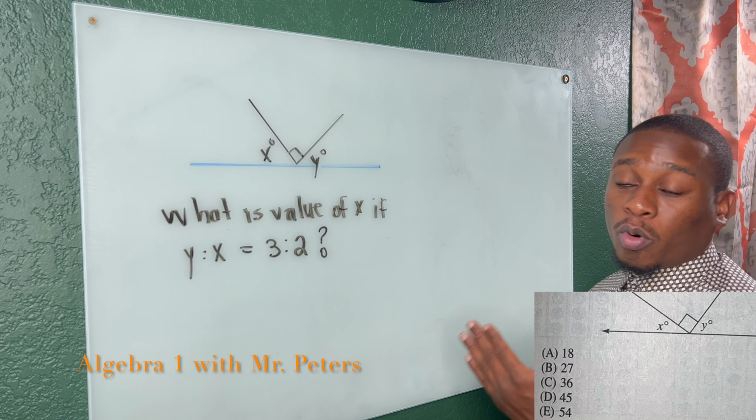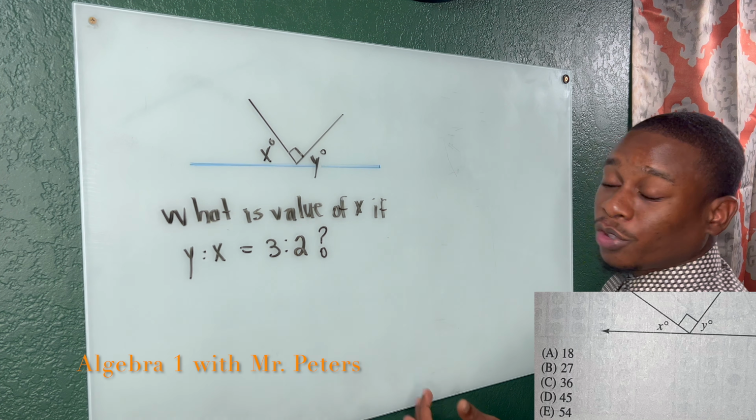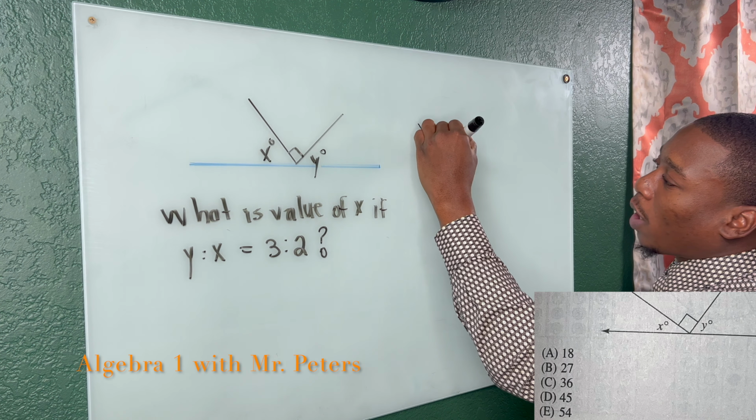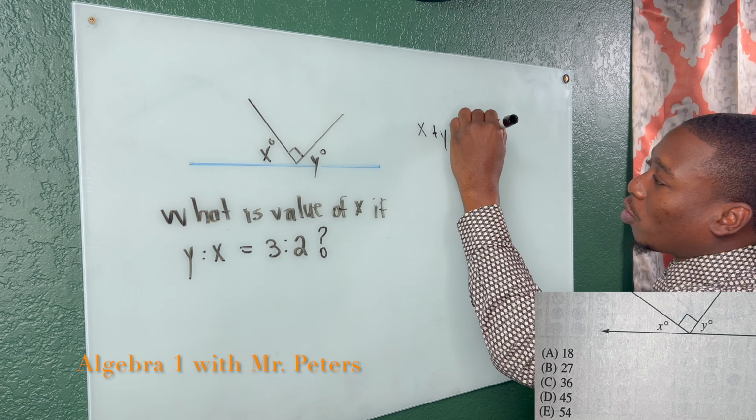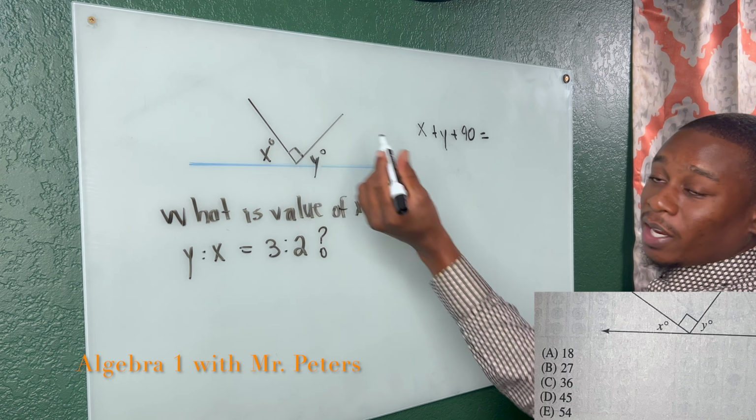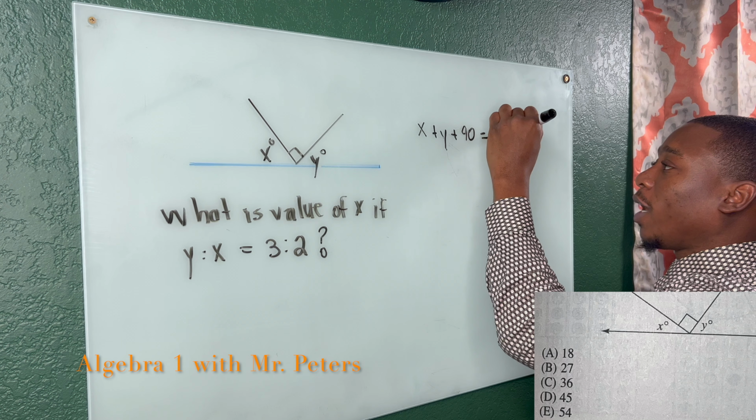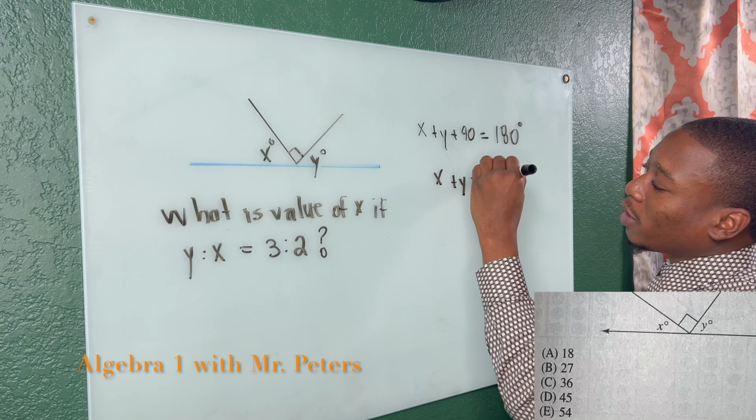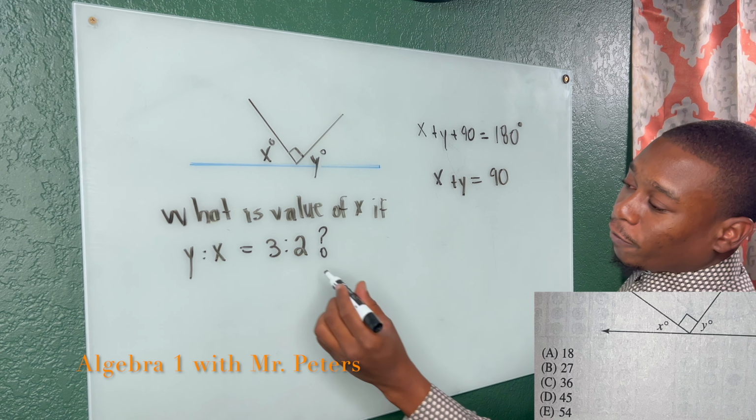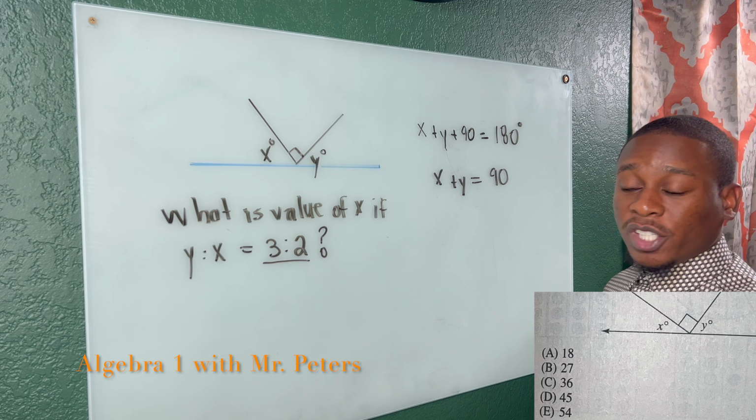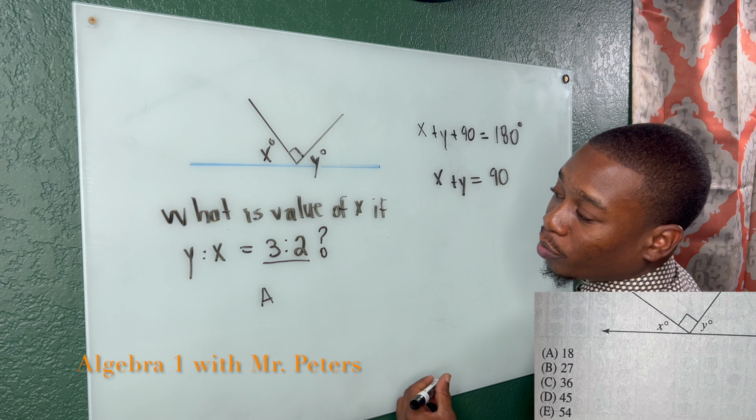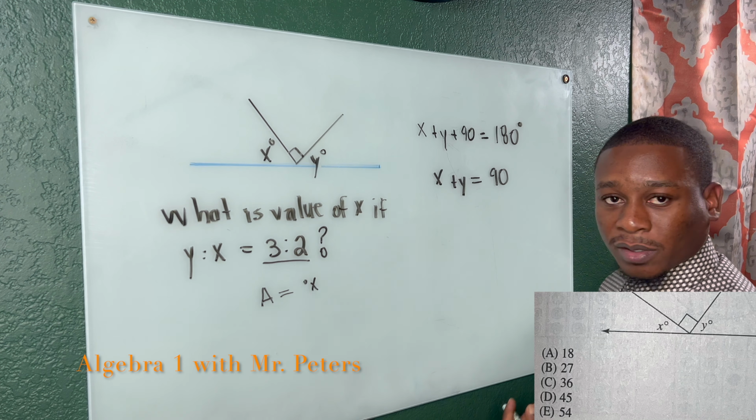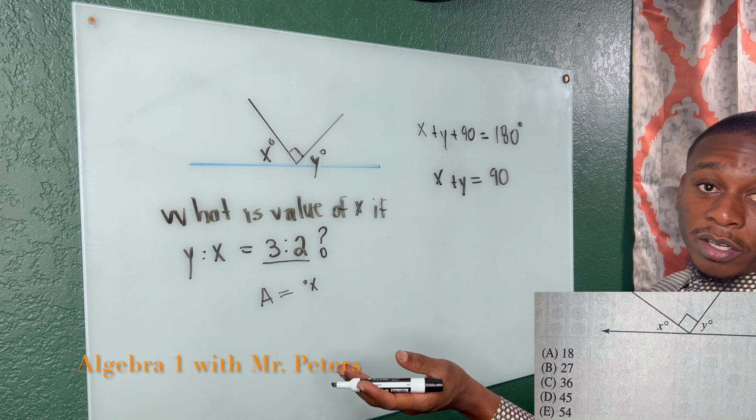and we know that there's a proportion between y and x that is 3 to 2. So the first thing we need to do is set up an equation. We have x plus y plus the 90-degree angle, and we know that this entire angle, a straight line, is going to measure 180 degrees. So once we simplify, I have x plus y is equal to 90. Now let's factor in this ratio, and we're going to use a as the variable. So a is going to equal the degrees of x. I don't know why I put that backwards, but okay, you guys understand what I'm saying.